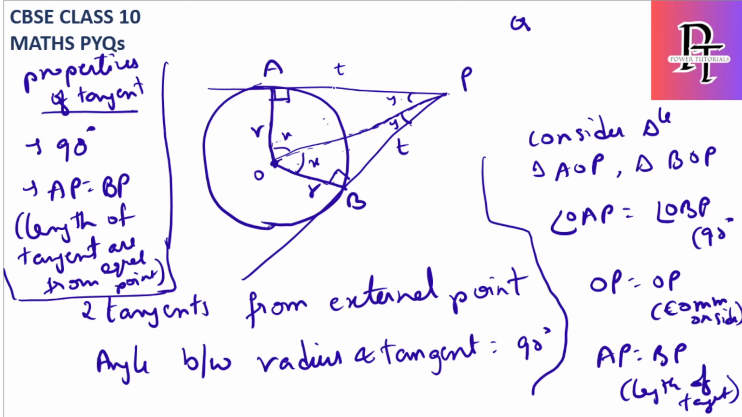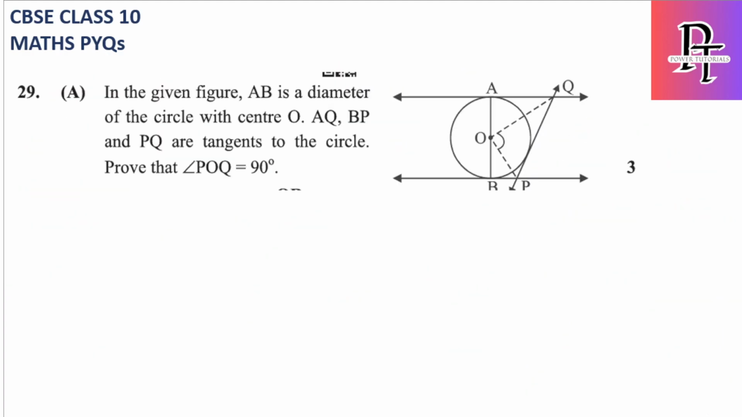One is that the lengths are the same and the angle is 90 degrees with the radius. And the other thing is that these two triangles are congruent, that is, these angles and these angles are equal. Okay, so we have a 3 marks question from the 2024 paper here. This is exactly the 29th question, A part, and you can see here, it is a 3 marks question.